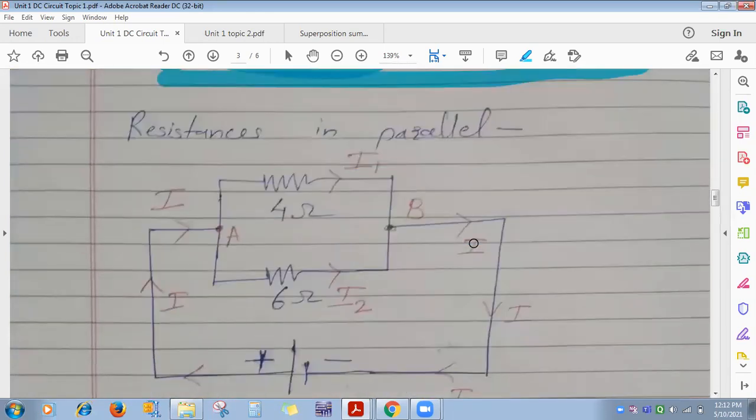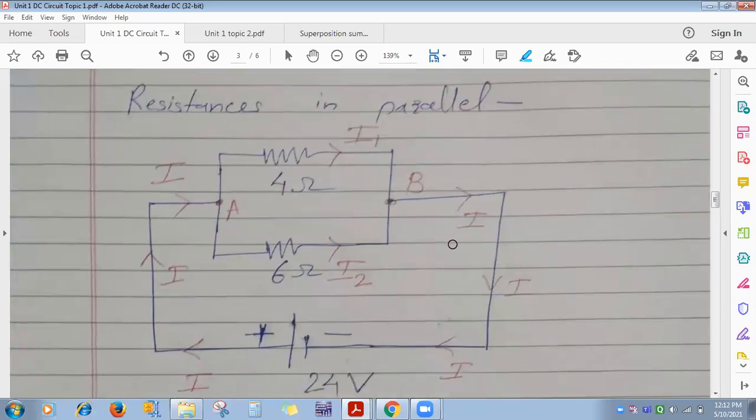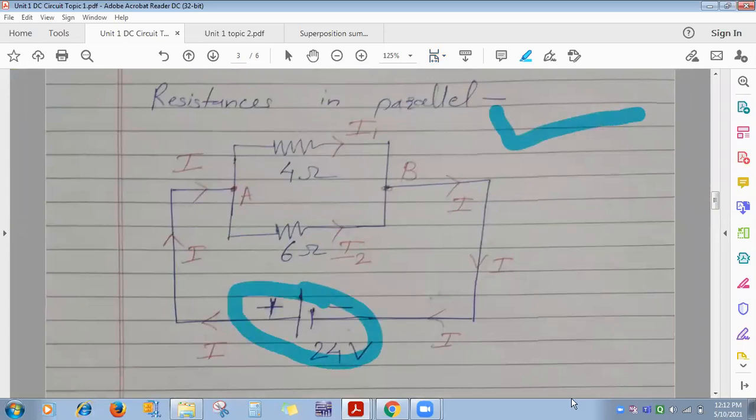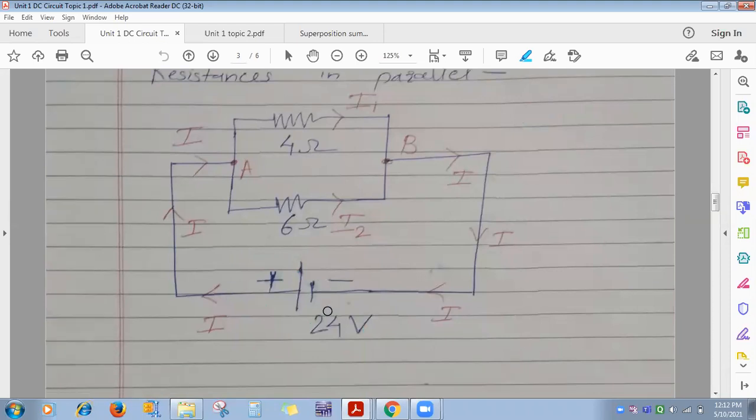Then, when the resistances are said to be connected in parallel, everyone check the two conditions. Now see here, voltage is 24 volt. Again it's a linear bilateral circuit only, because a DC voltage source is connected and only resistances are there. So a 24 volt DC voltage source, with 4 ohm and 6 ohm connected in parallel across A and B.